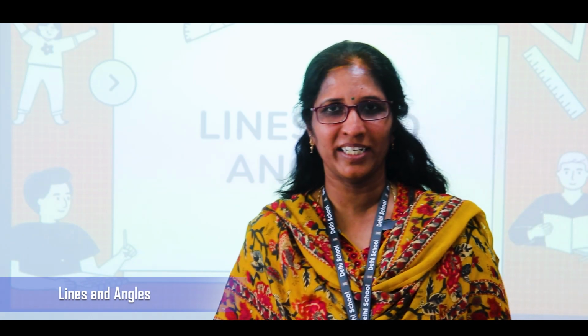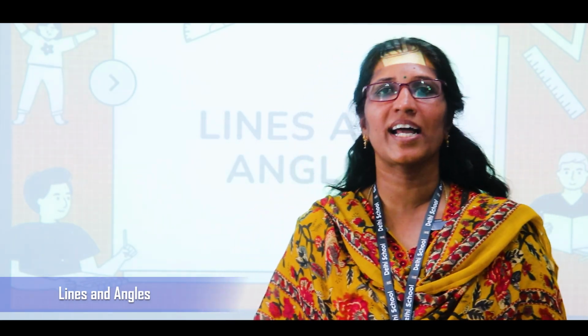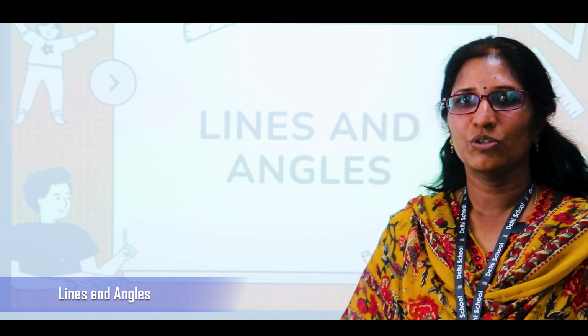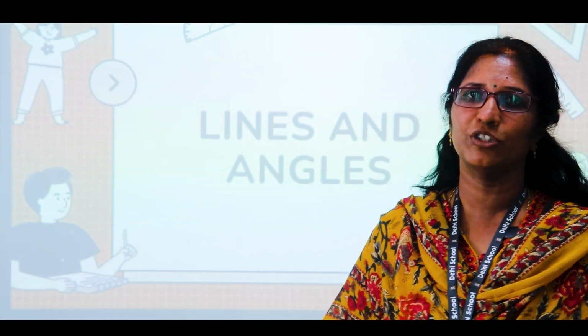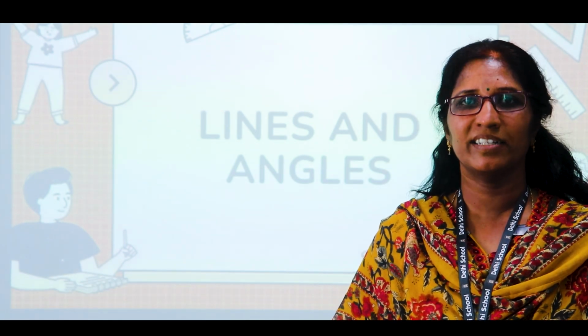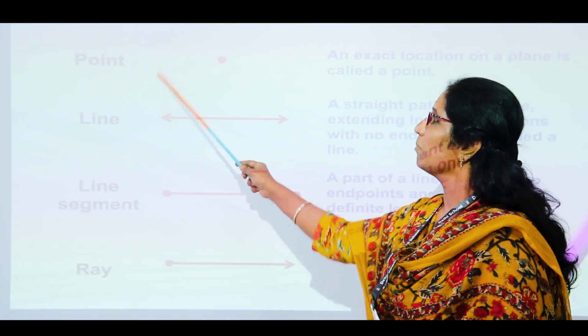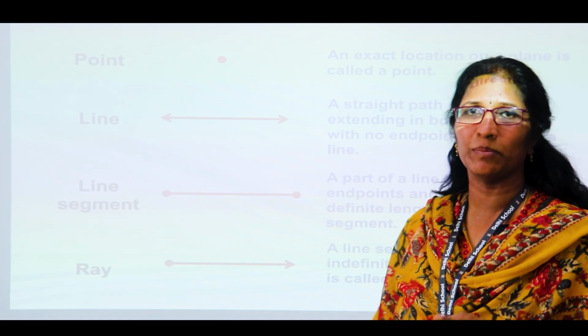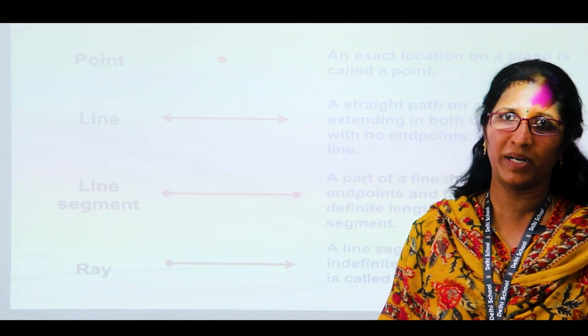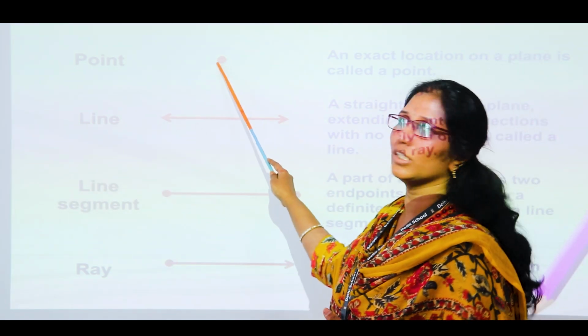Today I am going to explain a part of geometry, that is lines and angles. So first let us recall the basic geometric terms in lines and angles. The first one is the point. A point means an exact position or a location in a plane. It is denoted by a dot.